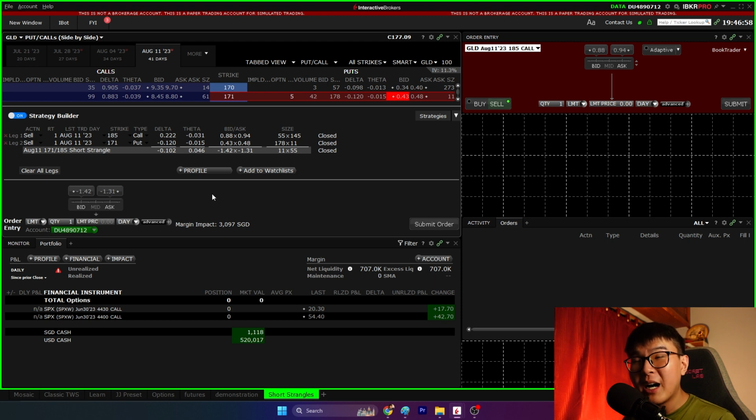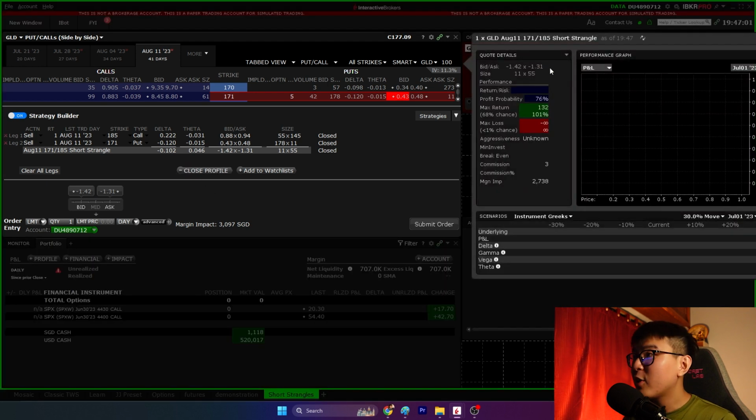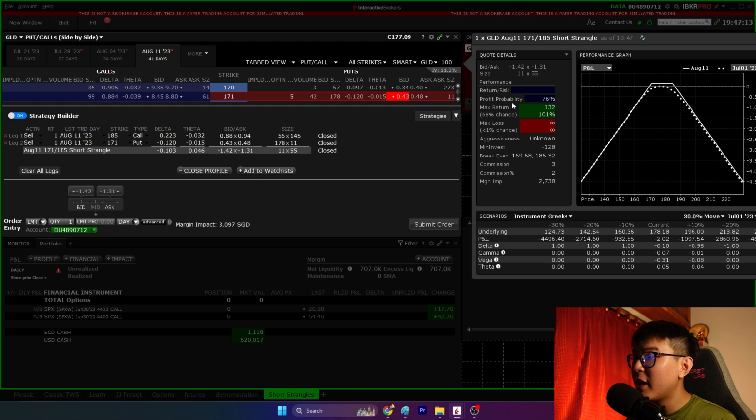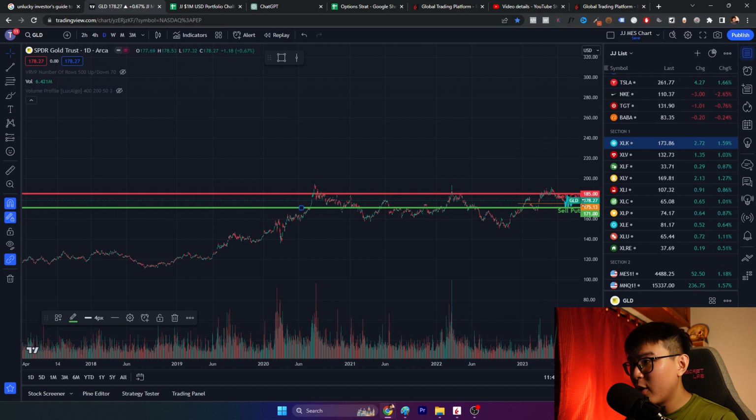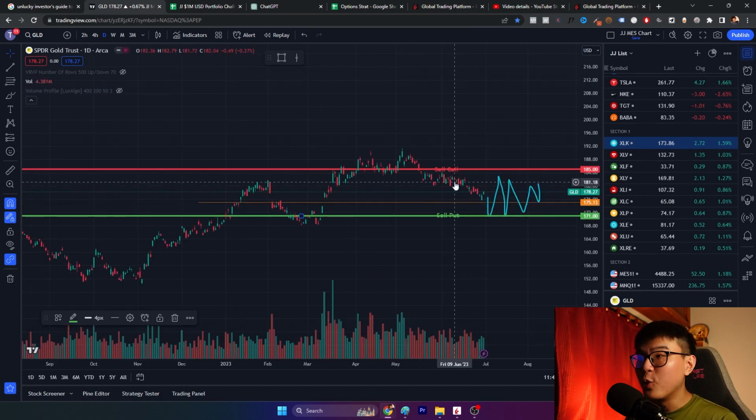Do make sure that your account size is big enough. If you're unsure, click on profile. You have a 76% chance of winning. The max return you can get is $132. The max loss, this is where the dangerous part comes in, is unlimited. For example, the market crashes and gold price drops to $112. The TLDR version of it is that you'll lose a lot of money.